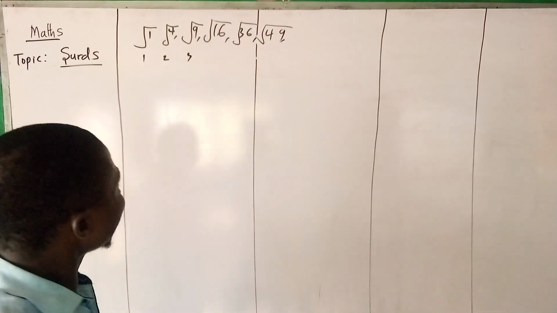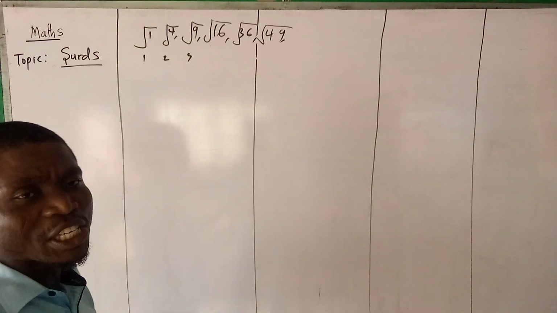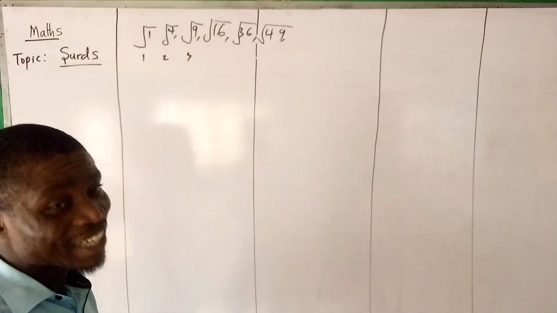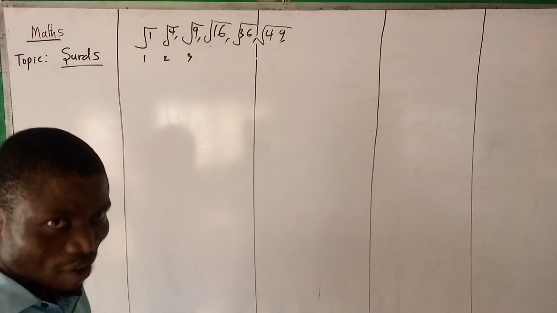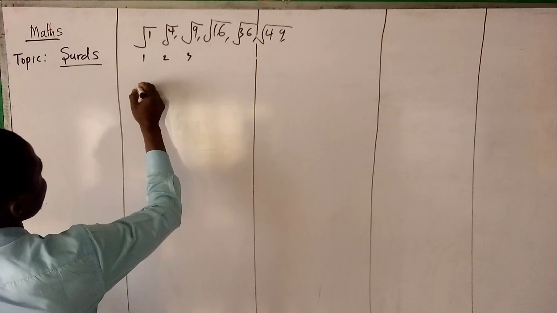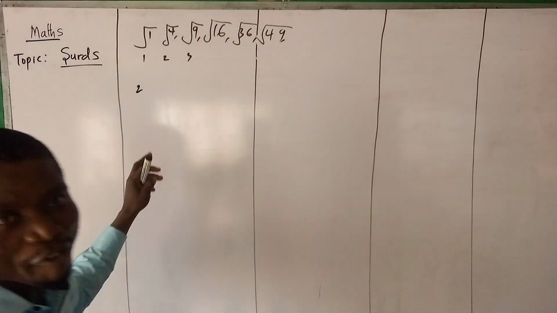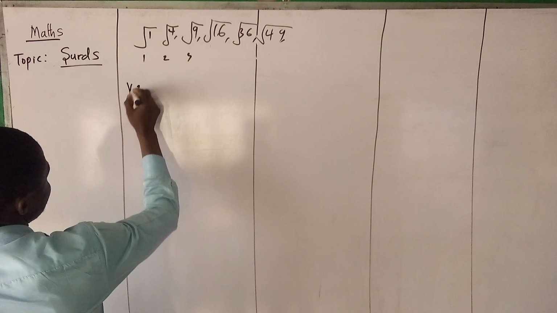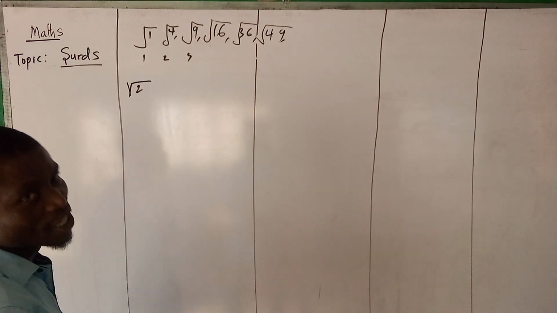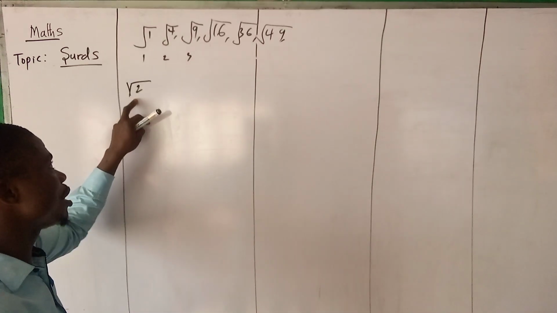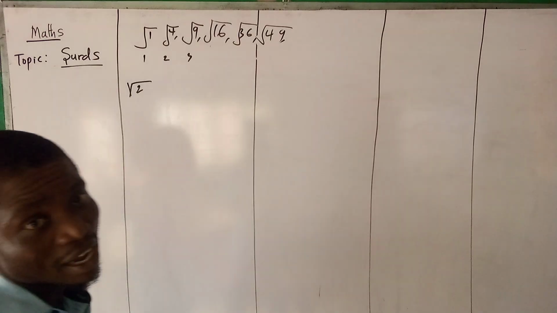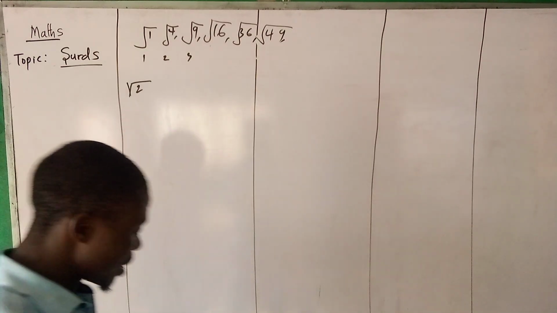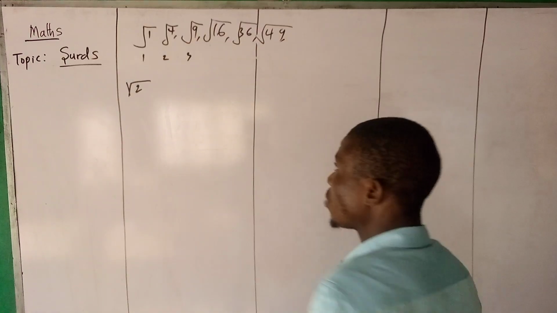Perfect squares. Now, when a number is not a perfect square and that number has a square root, you call it a surd, right? Like this thing now, you see √2. 2 is not a perfect square. So when you put the square root here, it becomes what? A surd. And if you press the calculator, you get a decimal. So those numbers are said to be surds, right?